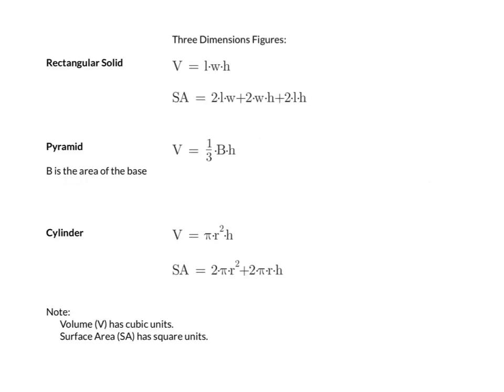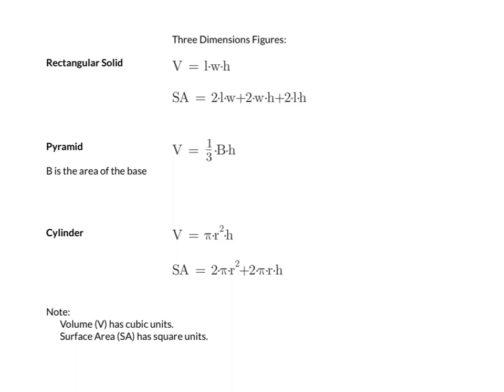Alright, in this presentation, we're going to look at three-dimensional figures and the two things that go along with three-dimensional figures, which is volume and surface area. When we talk about three-dimensional figures, there's two different things that we can find. The first one is volume, which is indicated by the letter V. This is the amount of space inside a figure.